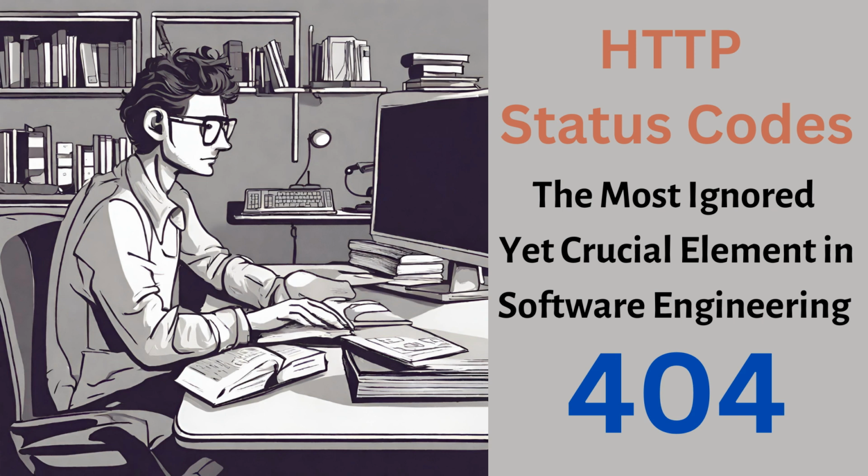If it is 505, that means HTTP version not supported. The server does not support the HTTP protocol version which is used in the request. And at last, in summary, HTTP status codes play a vital role in communication between clients and servers. They convey information about the success or failure of a request, enabling developers to diagnose and troubleshoot issues in web applications. Understanding these codes is essential for effective web development and debugging.